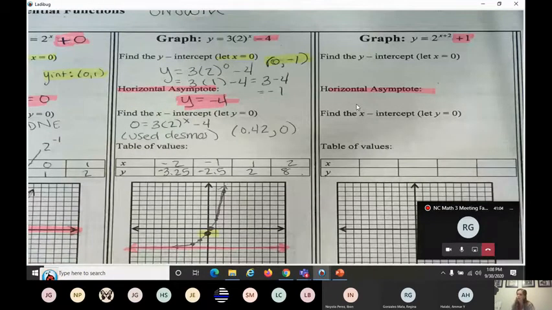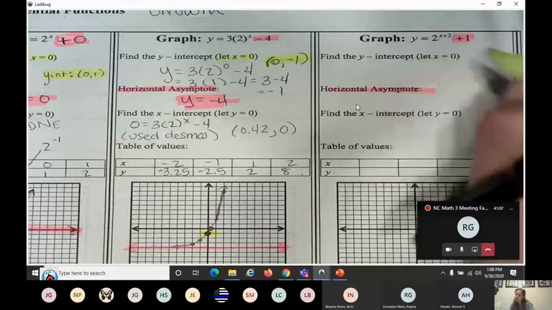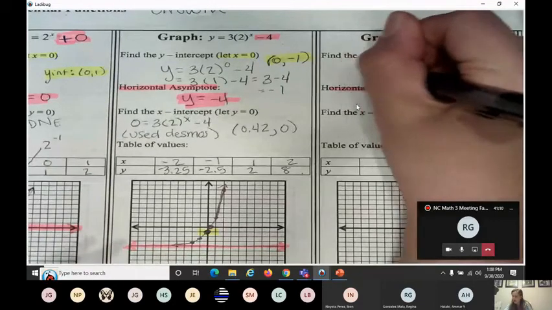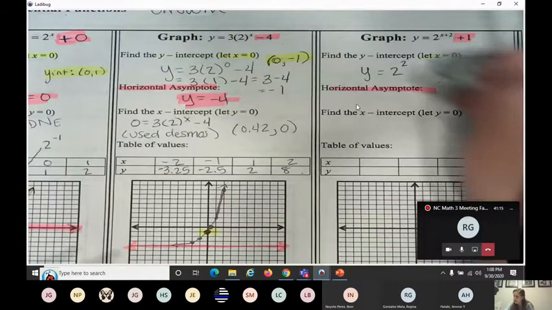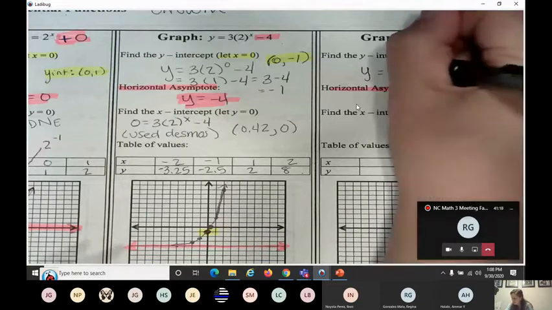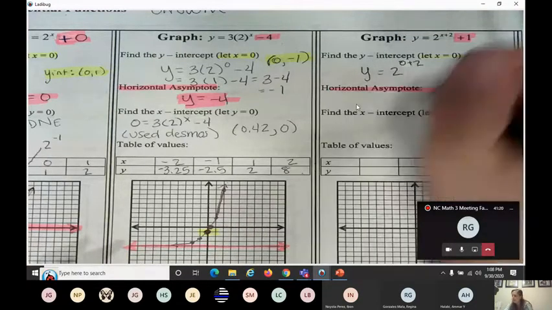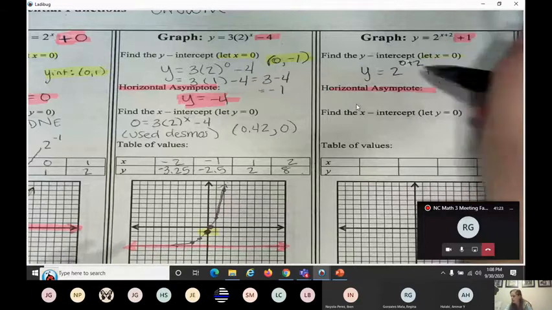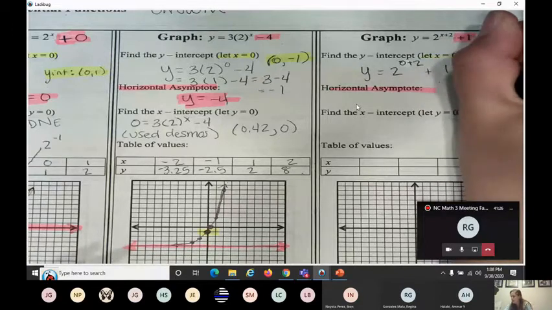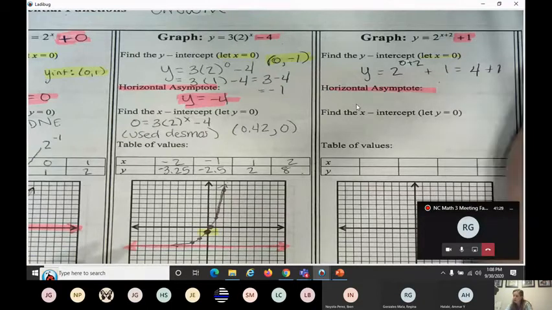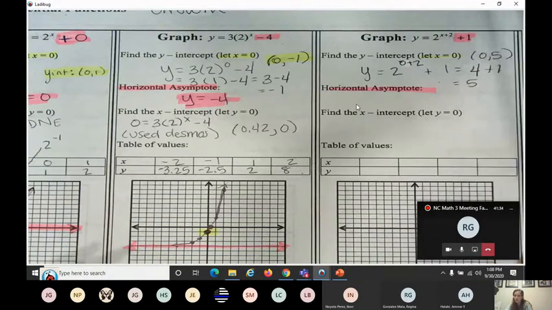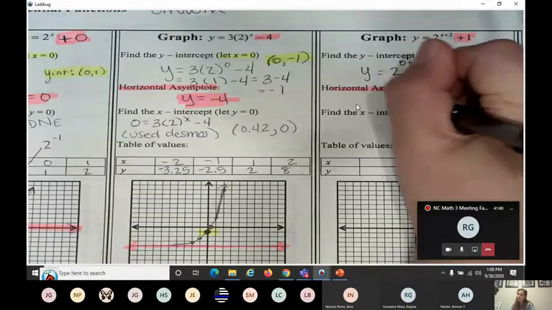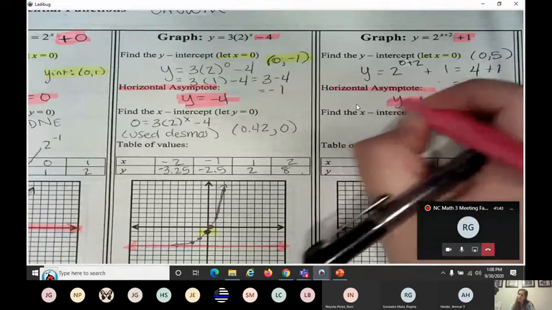So we're going to do our y-intercept first. We're letting x be 0. So y equals 2 to the 0 plus 2. Okay, and then we're adding 1. 0 plus 2 is 2. 2 squared is 4. So 4 plus 1, which is 5. So my y-intercept should be at 0, 5. Right? Our horizontal asymptote is y equals 1, because I added that 1 to the end of it.